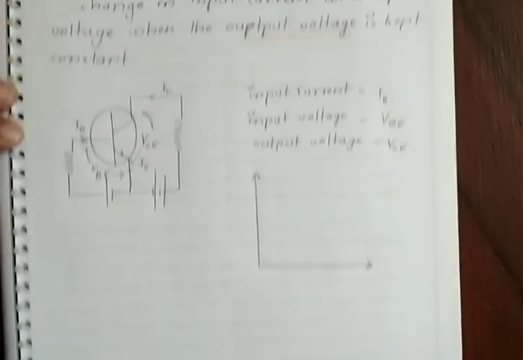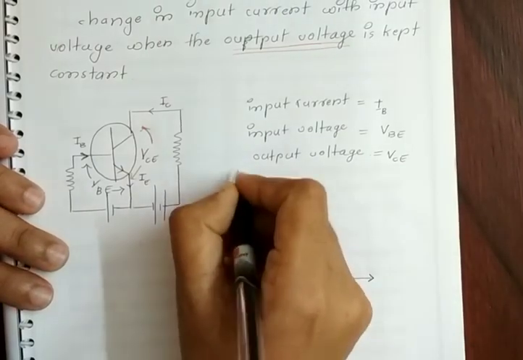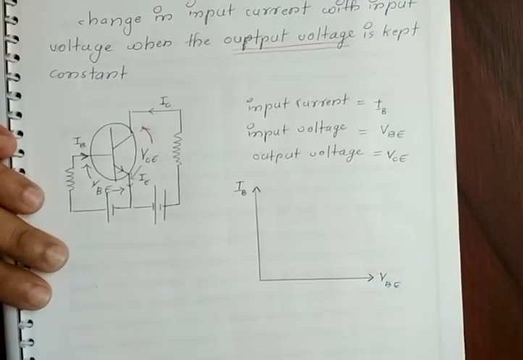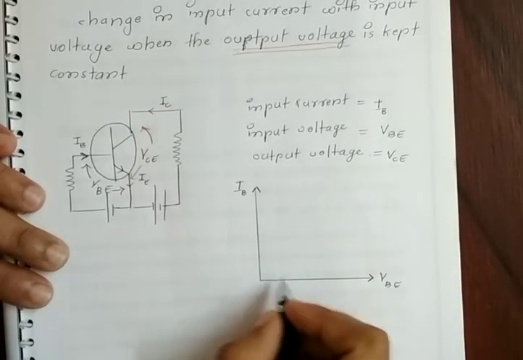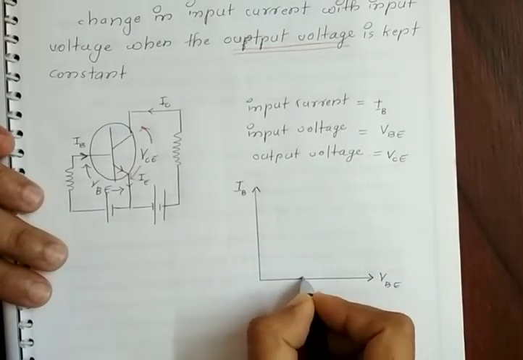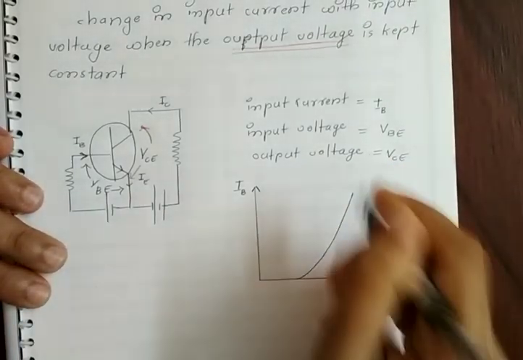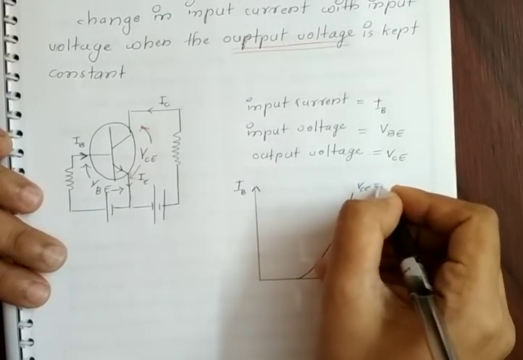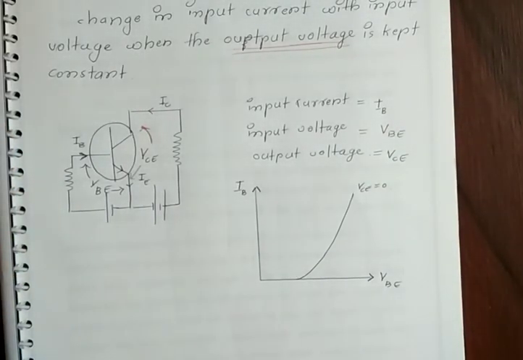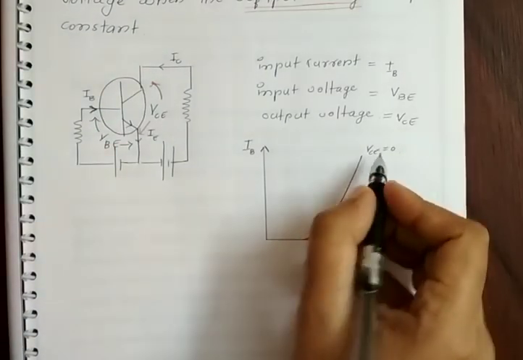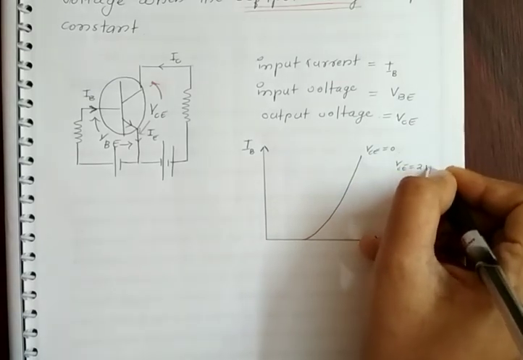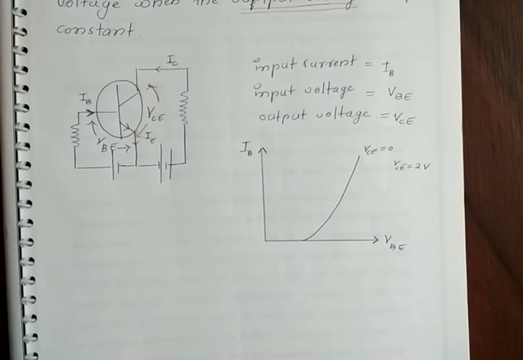Now, when we draw the graph for input characteristics, IB is taken on the y-axis, VBE is taken on the x-axis. We can observe that when we increase VBE, IB remains zero, and after a particular value, IB finally increases. Suppose VCE is equal to zero for this case. When VCE is equal to zero, the graph is like this. Now, in order to draw the next graph, we change VCE by a small value. Suppose VCE is equal to 2 volt, then the graph would be like this.